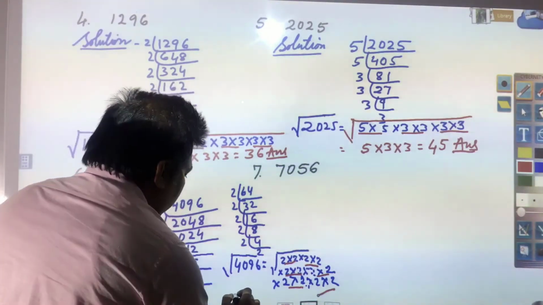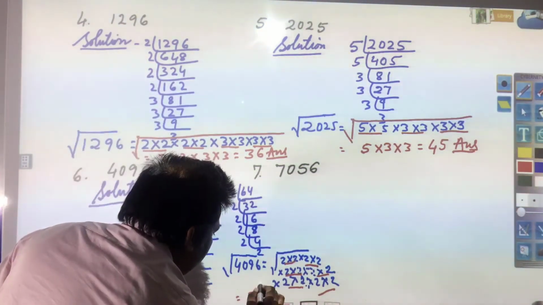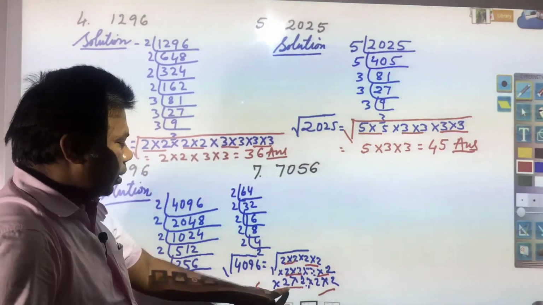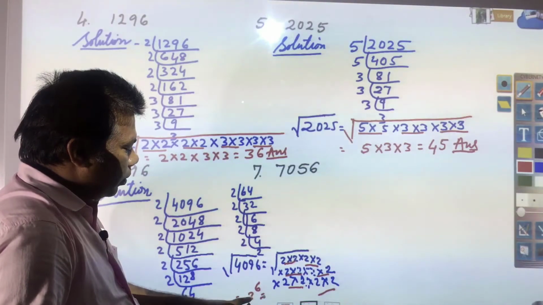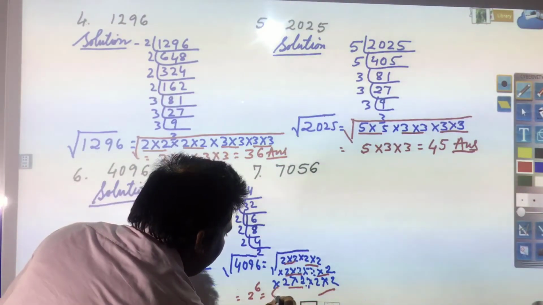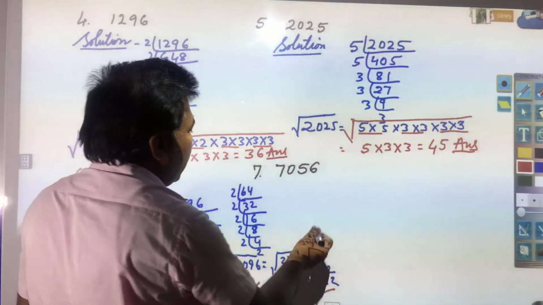So, you will have 6 times 2 to the power 6. Find out the value of 2 to the power 6, it will be 64 and that will be your answer.